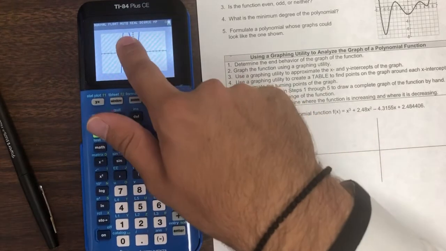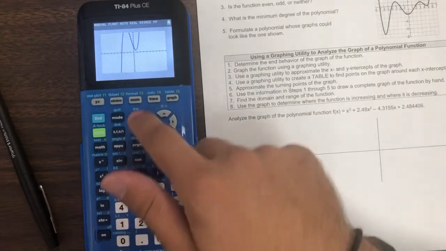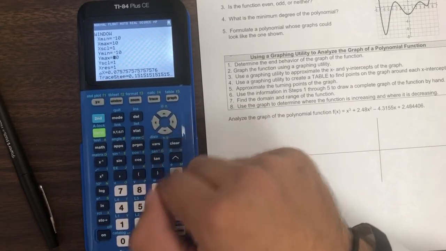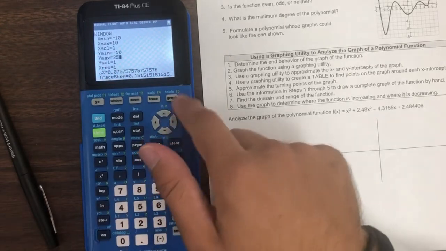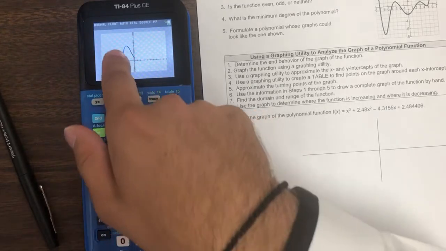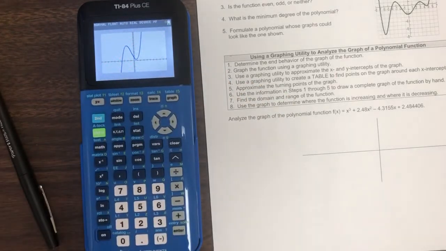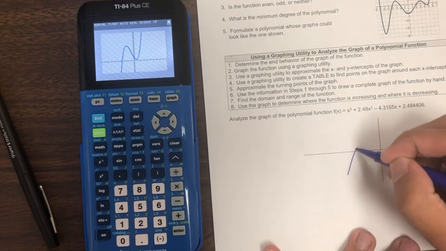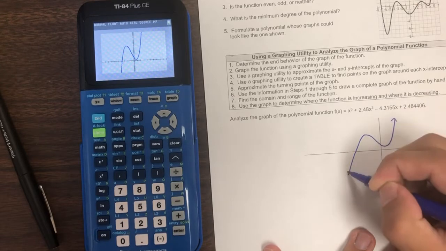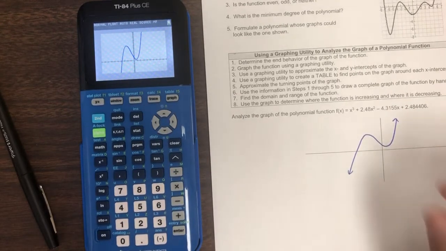So as you can see, we kind of missed part of our graph. So I'm going to adjust my y scale. I'm going to go to window, and I'm going to make my y max a little bit bigger. I'm going to go to 25. And that was just a guess at 25, but we do see the whole graph now, so I'm good with that. And let's just go ahead and sketch this in right now. And we'll fill in some information as we go.